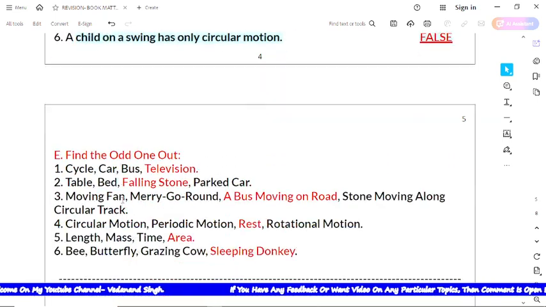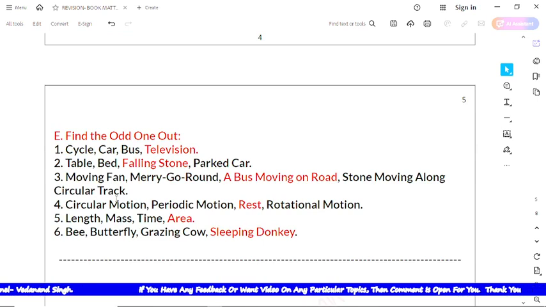Now odd one out. Here in the options there is one odd one, and you have to pick that one out. The options are cycle, car, bus and television. Television is the odd one among these four. The next is table, bed, falling stones and parked car. The falling stones is the odd one, because all the others are at rest and the stones are in motion.